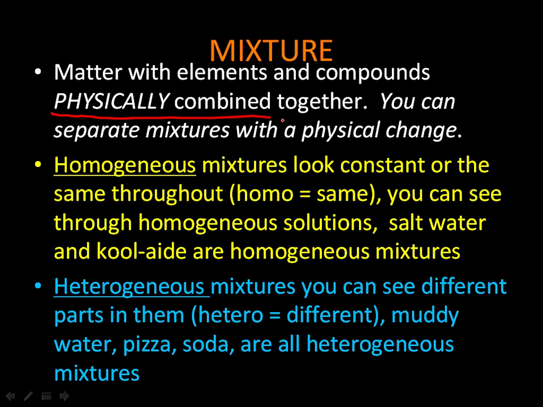And mixtures can be divided into two major categories. Homogeneous, homo meaning same. So a homogeneous mixture looks constant throughout. You don't see any pieces sticking out of it that don't look like the rest of it. It looks the same throughout. Typically they're clear solutions or shiny metals that look constant throughout. Examples of homogeneous solutions would be salt water and Kool-Aid. When you mix that stuff together, you can see right through it. Maybe different colors, but you can see right through it and it looks the same throughout.